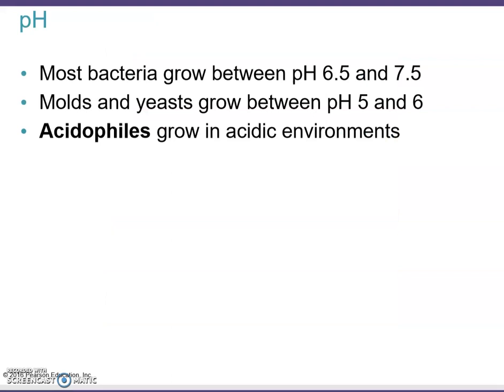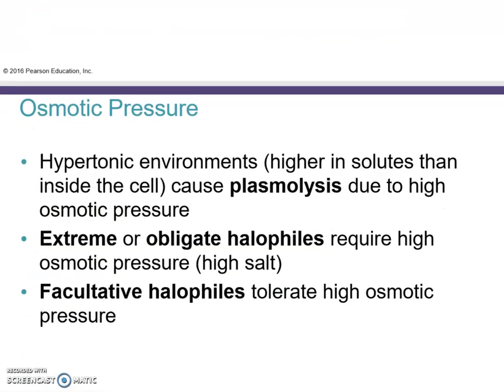Now let's take a look at the pH requirements next. Most bacteria love a pH right around neutrality, so right around 6.5 to 7.5, 7 being the point of neutrality, of course. Molds and yeast like a little bit more acidic environment, so they like to grow between pH 5 and 6. And then we have acidophiles that really like an acidic environment, but that's rather rare. Most bacteria right around neutrality, and yeast, keep that in mind. Yeast and molds, those are fungi, they like it a little bit more acidic.